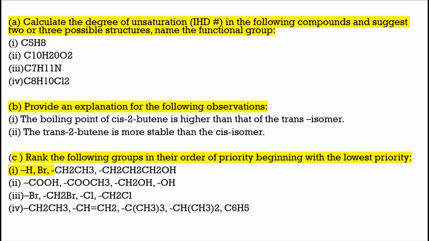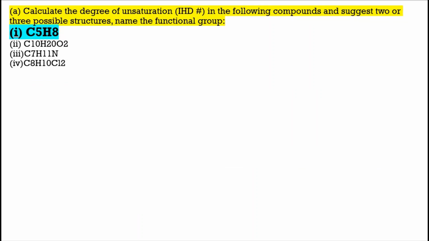Okay, so question 1. Part A says calculate the degree of unsaturation, which is the index of hydrogen deficiency in the following compounds, and suggest 2 or 3 possible structures and name the functional group. So the first one is C5H8. Now, let us remind ourselves what the index of hydrogen deficiency is.